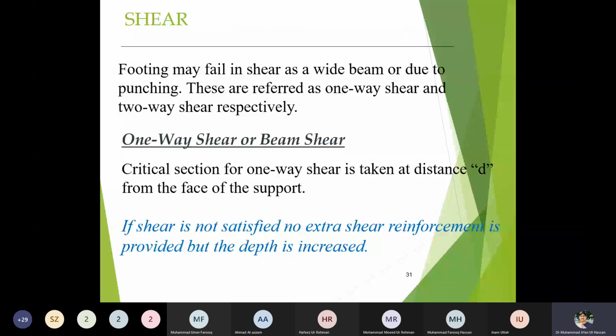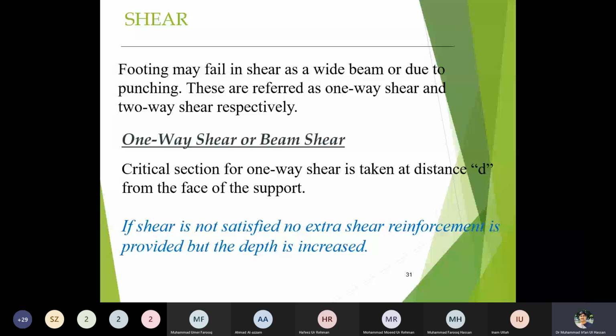So starting with the different aspects, how to get the shear and the moment in the footing. The footing may fail in shear as a wide beam or due to punching. These are referred to as one-way shear and two-way shear respectively. This concept of one-way shear and two-way shear is very similar to what we have discussed and seen in the flat plate system. You know that the one-way shear is critical at a distance d from the face of the column, and two-way shear is critical at a distance d by 2 from the face of the column. Two-way shear is a punching shear.